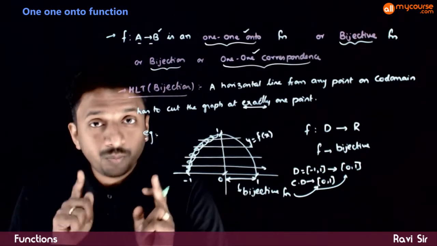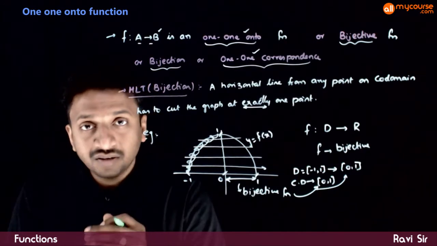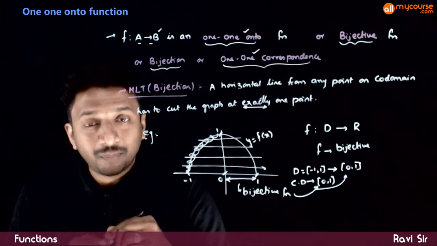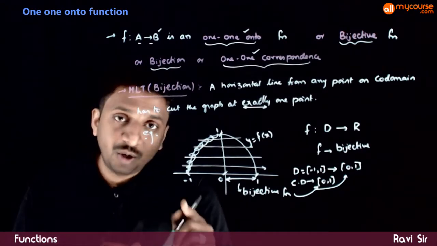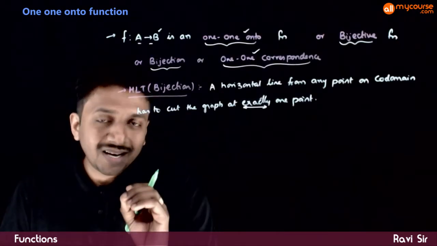So if you want to make a non-bijective function into a bijective function, it can be done by appropriate restriction of the domain and codomain. Now let us take another standard example.